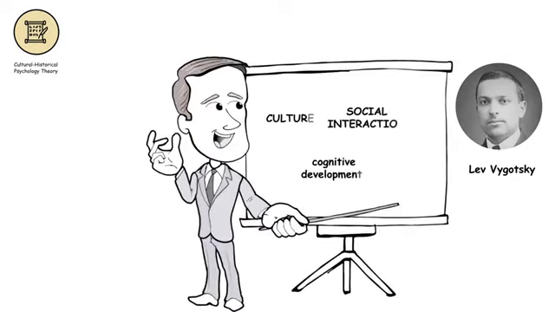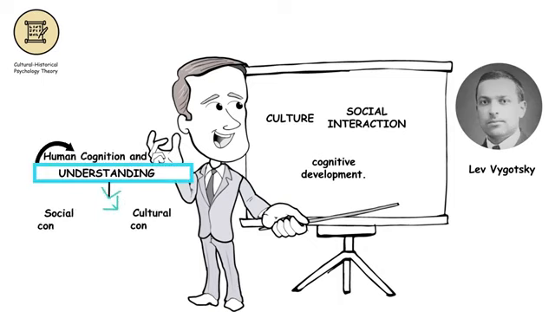Cultural historical psychology theory. Cultural historical psychology, associated with Lev Vygotsky, explores the role of culture and social interaction in shaping cognitive development. It emphasizes the importance of social and cultural contexts in understanding human cognition and behavior.